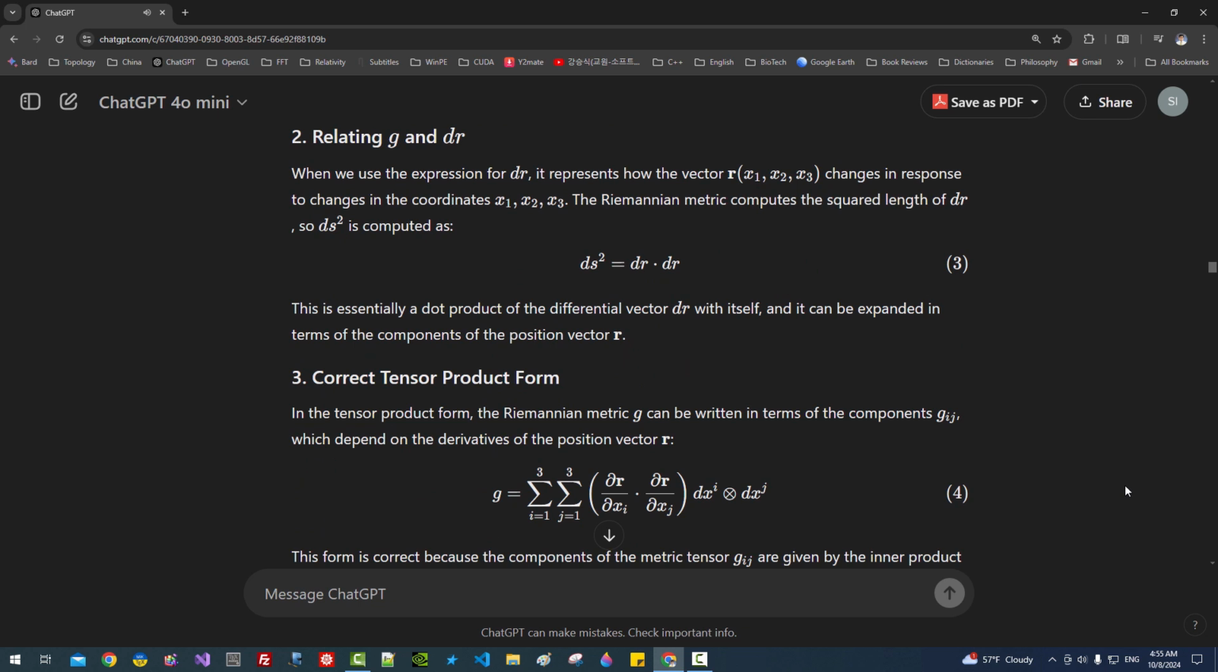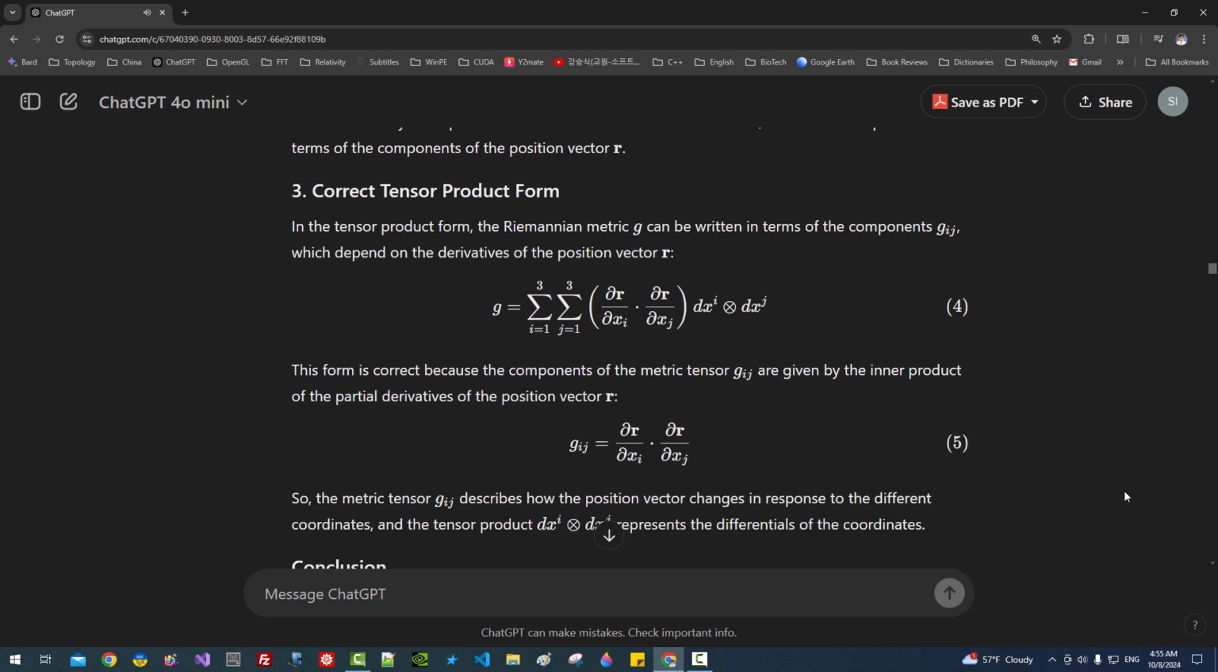2. Relating g and dr. When we use the expression for dr, it represents how the vector R(x1, x2, x3) changes in response to changes in the coordinates x1, x2, x3. The Riemannian metric computes the squared length of dr, so ds squared is computed as ds squared equals dr dot dr (3). This is essentially a dot product of the differential vector dr with itself, and it can be expanded in terms of the components of the position vector R. 3. Correct tensor product form.